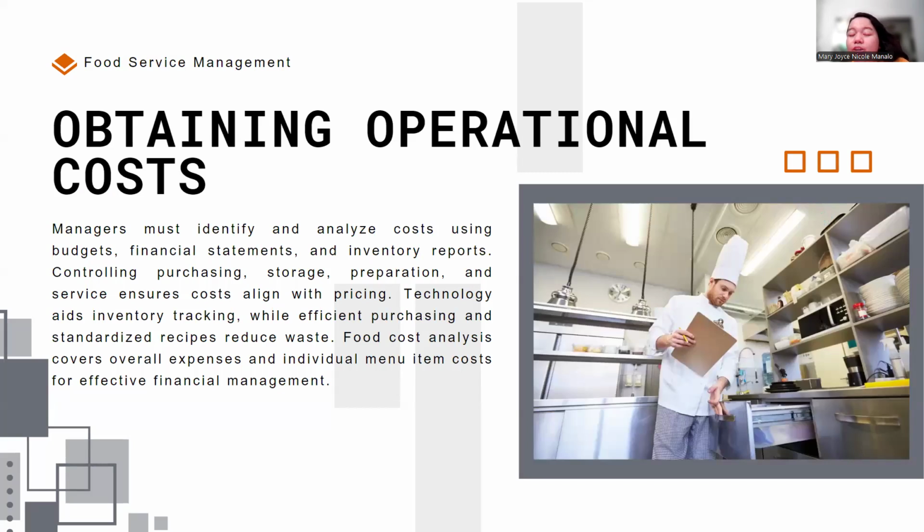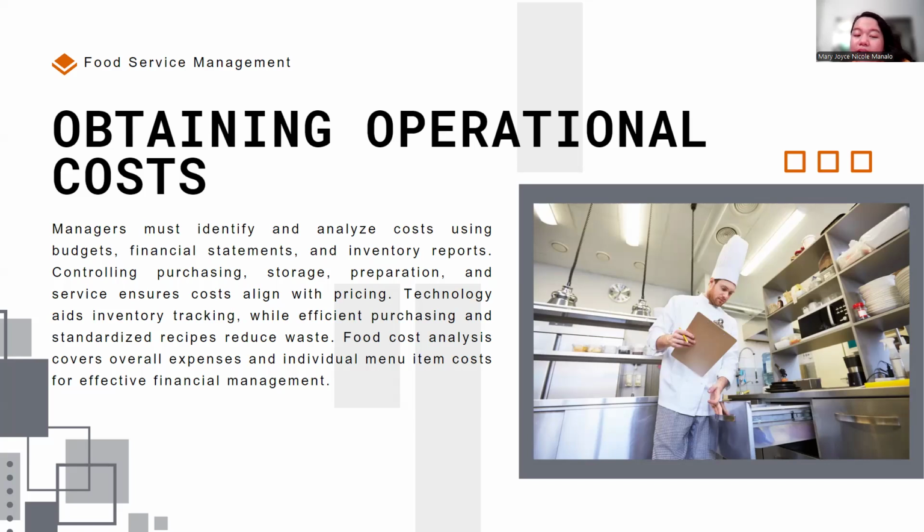So, for obtaining operational costs, to control costs, managers must first identify and analyze them. Simply knowing costs does not control them. So it only highlights areas requiring action. So tools like budgets, financial statements, and inventory reports help food service managers monitor expenses and detect food cost issues.